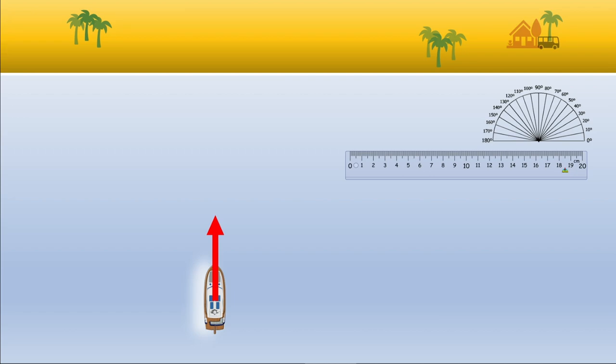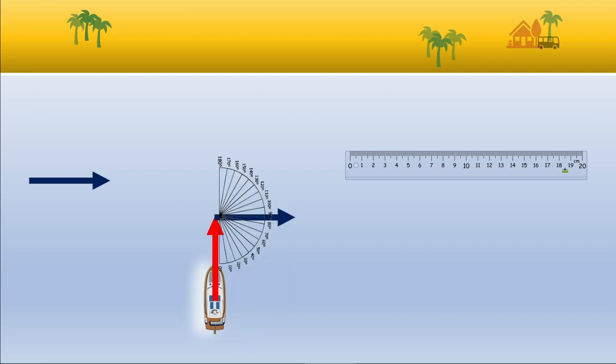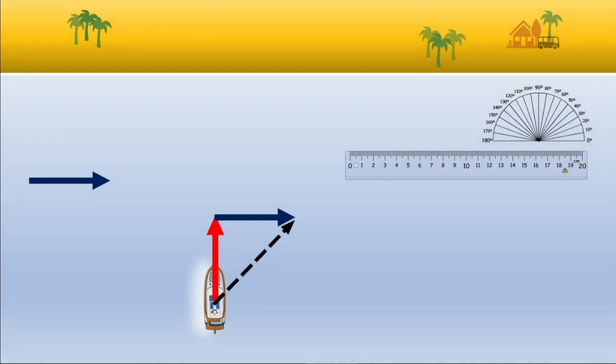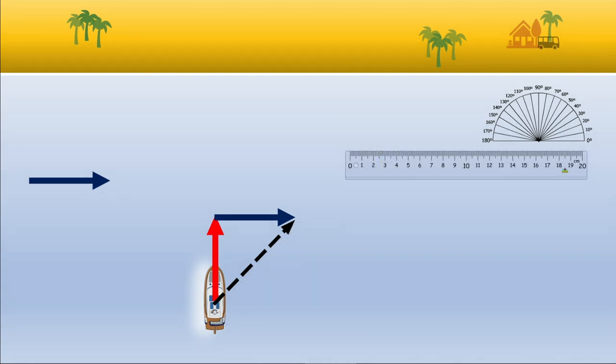Our boat is now traveling in this direction. Place the arrows on the boat as before, then do the top to tail again. Draw the resultant arrow. Measure it. It should be 9.9 centimeters long. The boat is traveling at 9.9 miles per hour, in this direction.